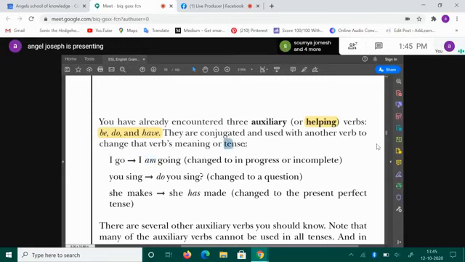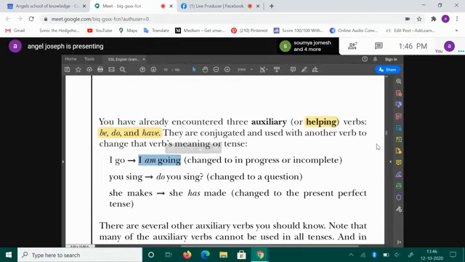So I can say that a helping verb is helpful in changing the tense. That's why we call it helping verbs. They're helping us change either the tense or the meaning of the sentence or the clause. So this example here is changing the tense of the sentence. A phrase in the simple present is changed to in-progress present or continuous present or incomplete present, however you want to call it.